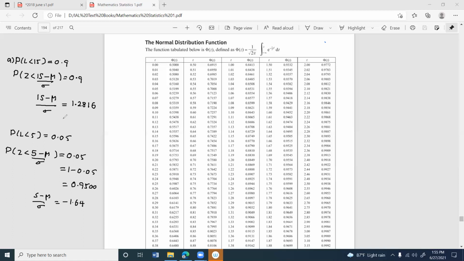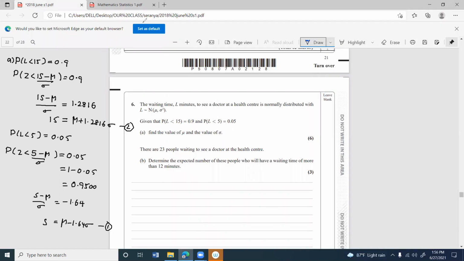From this, you can generate an equation: 15 equals mu plus 1.2816 sigma. From the other, mu minus 1.64 sigma equals 5. Then I'm going to solve these two as simultaneous equations. If you solve this, you get the answer for mu and sigma. I will use the calculator to answer this question. The simultaneous solution: 1, 1.2816, and the answer is 15. Here it's 1, minus 1.64, and the answer is 5.